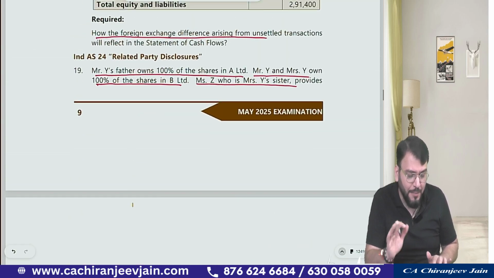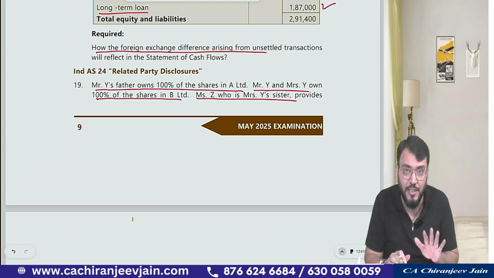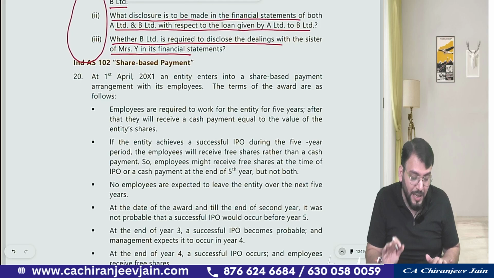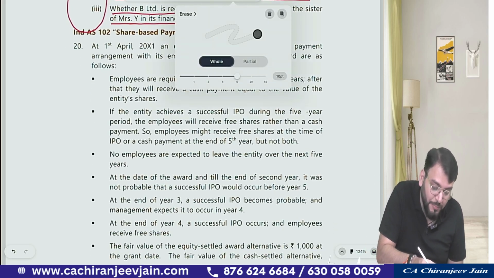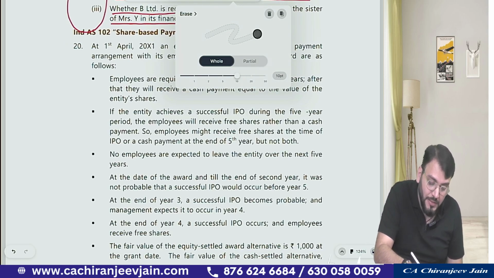Simple question, but I have explained this question also in IND AS 24. Understood? Yes, sir. Now let us come to the last question which requires discussion, that is IND AS 102, share-based payment. Can we start a discussion? Yes, sir. Good question.